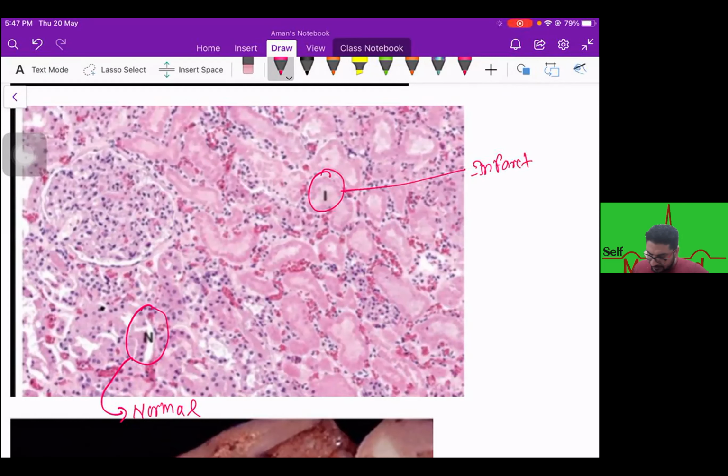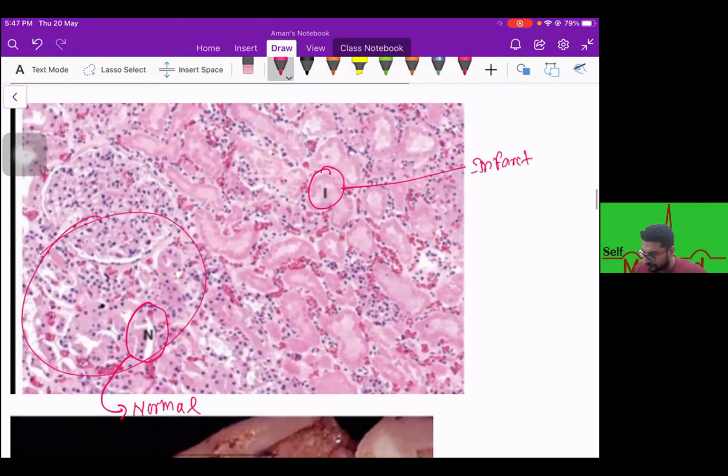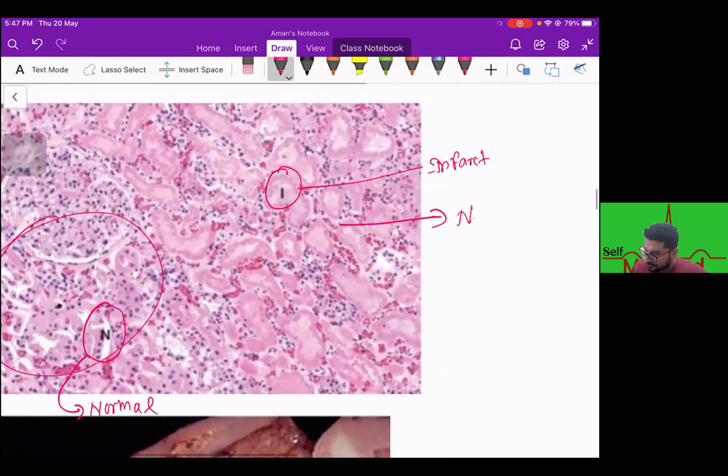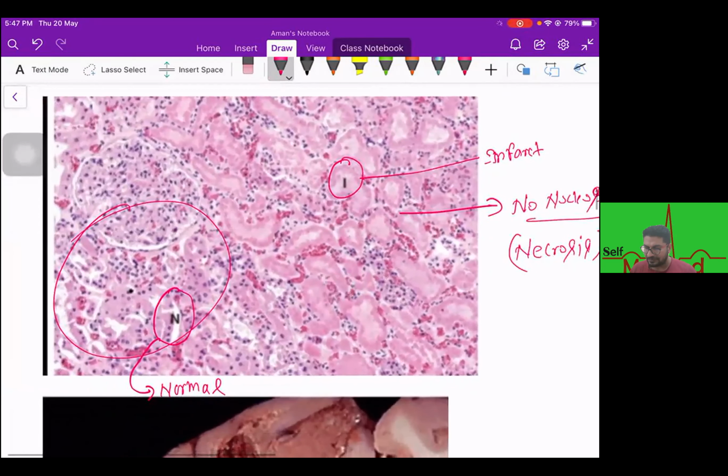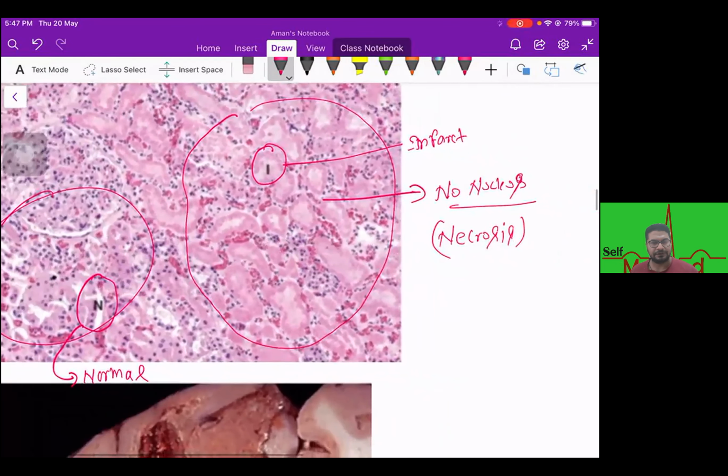So understand this. Here you can see the nucleus everywhere on this surface, but in this area there is no nucleus. There is a disappearance of the nucleus. That is called karyolysis. So this is a necrosis. You will see karyolysis. But you will notice that from outside it looks normal. The outer periphery is normal. This is a classical coagulative necrosis.